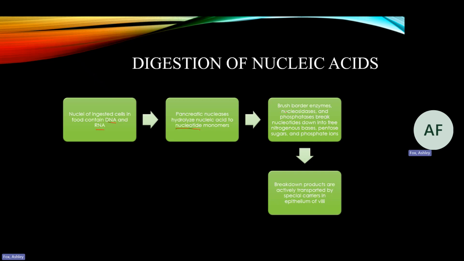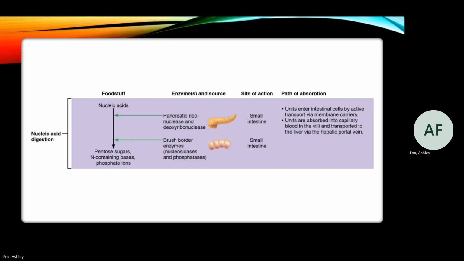The brush border enzymes are going to break down the nucleotides into those nitrogenous bases, the sugars, and the phosphates. So it's going to break even the nucleotides down further. Again, this is going to be similar to both protein and carbohydrate digestion. And then we're going to have active transport through carriers into the villi, into the cells of the small intestine. So you can just see we have pancreatic nucleases that are going to break them down. Brush border enzymes are going to break them down even further, and then they're going to be absorbed that way.